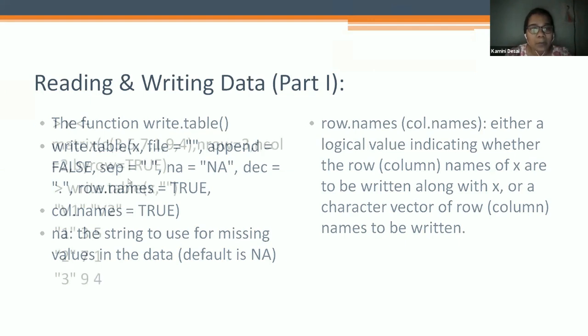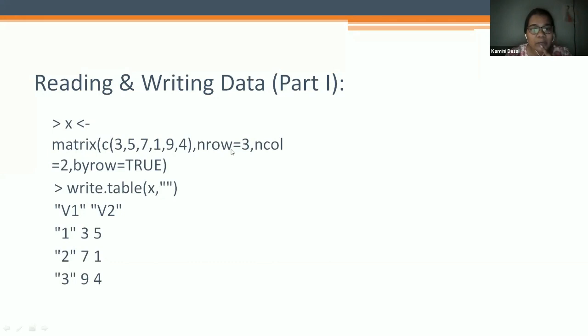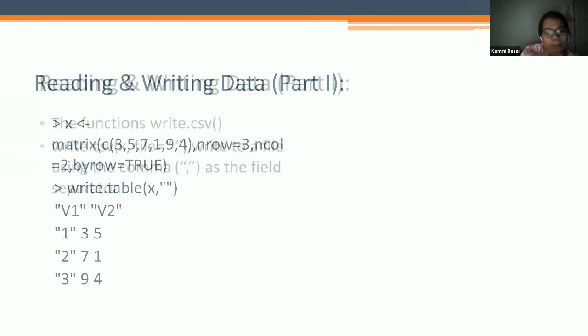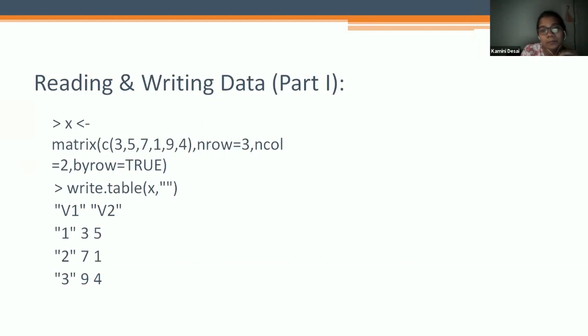This is the matrix form, 357194, nrow is equal to 3. If you don't give any header, row is equal to true and column is equal to true, it will show this kind of output in your R console. So everybody understands how to read and write the file in R.